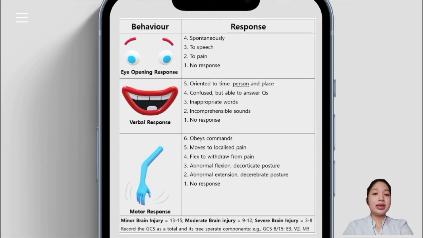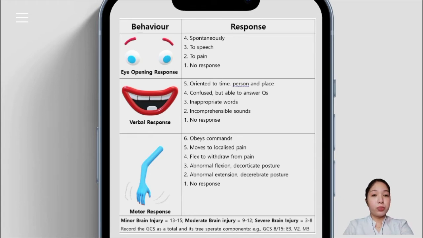Score number 3 is classified as inappropriate words. Random or exclamatory articulate speech but no conversational exchange. Score number 2 is classified as incomprehensible sounds, such as moaning but no words. Score number 1 is classified as no response. No verbal response means no communication.